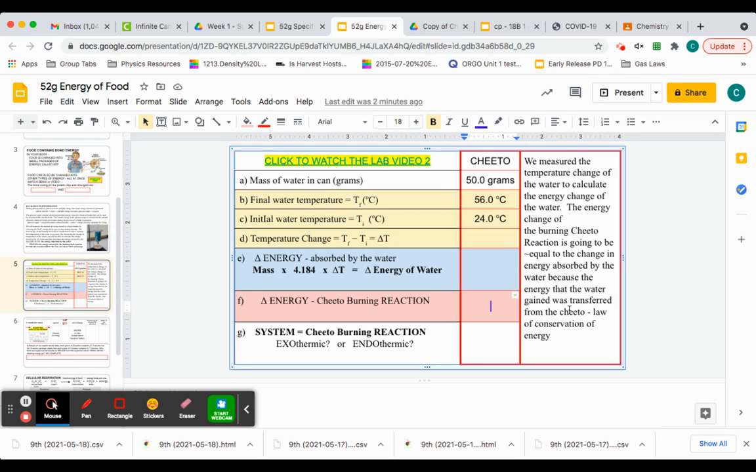And we need to follow the law of conservation of energy. So everything that the water gained had to come from somewhere, and it came from the Cheeto. So that's why those two energies are equal. So F should be the same number as E. And then lastly, for G, if the system is the Cheeto burning, is that an exothermic or endothermic reaction? Meaning, is heat exiting the Cheeto or is heat entering the Cheeto?